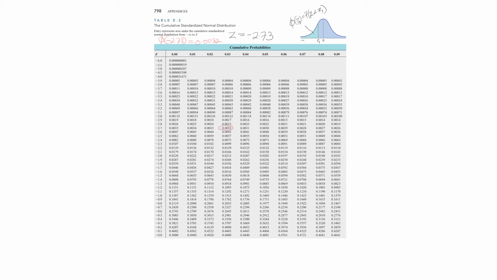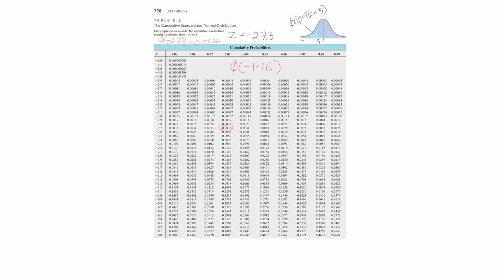Now let's look for the probability that z is less than minus 1.16. So I go ahead and look for 1.1. Let me expand this table. 1.1 is right there, but I want 1.16, so let me change. 1.1 is right here. This is 1.1.